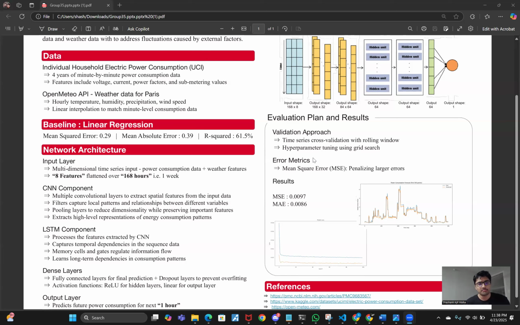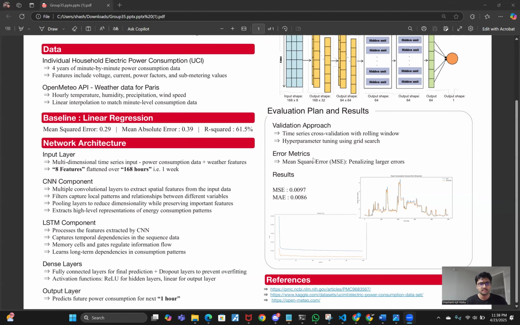For our proposed model, the input layer consists of multidimensional time series data. This data has the power consumption data of the household plus the weather information during that time. We have decided to use 8 features which are concatenated over 168 hours, that is, 1 week.